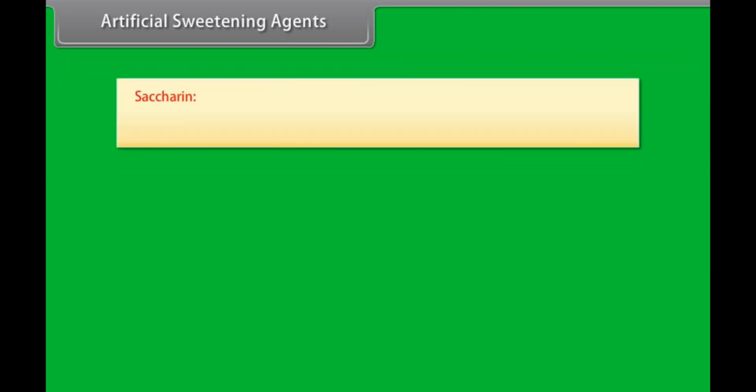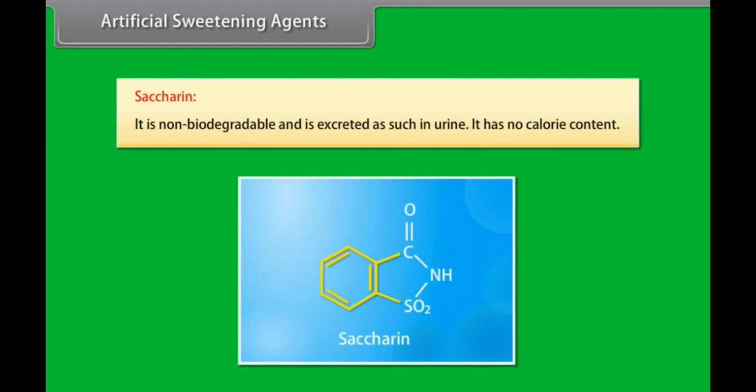Saccharin. It is non-biodegradable and is excreted as such in urine. It has no calorie content. It has proved to be a lifesaver for countless diabetics and is used for those who need to control intake of calories.